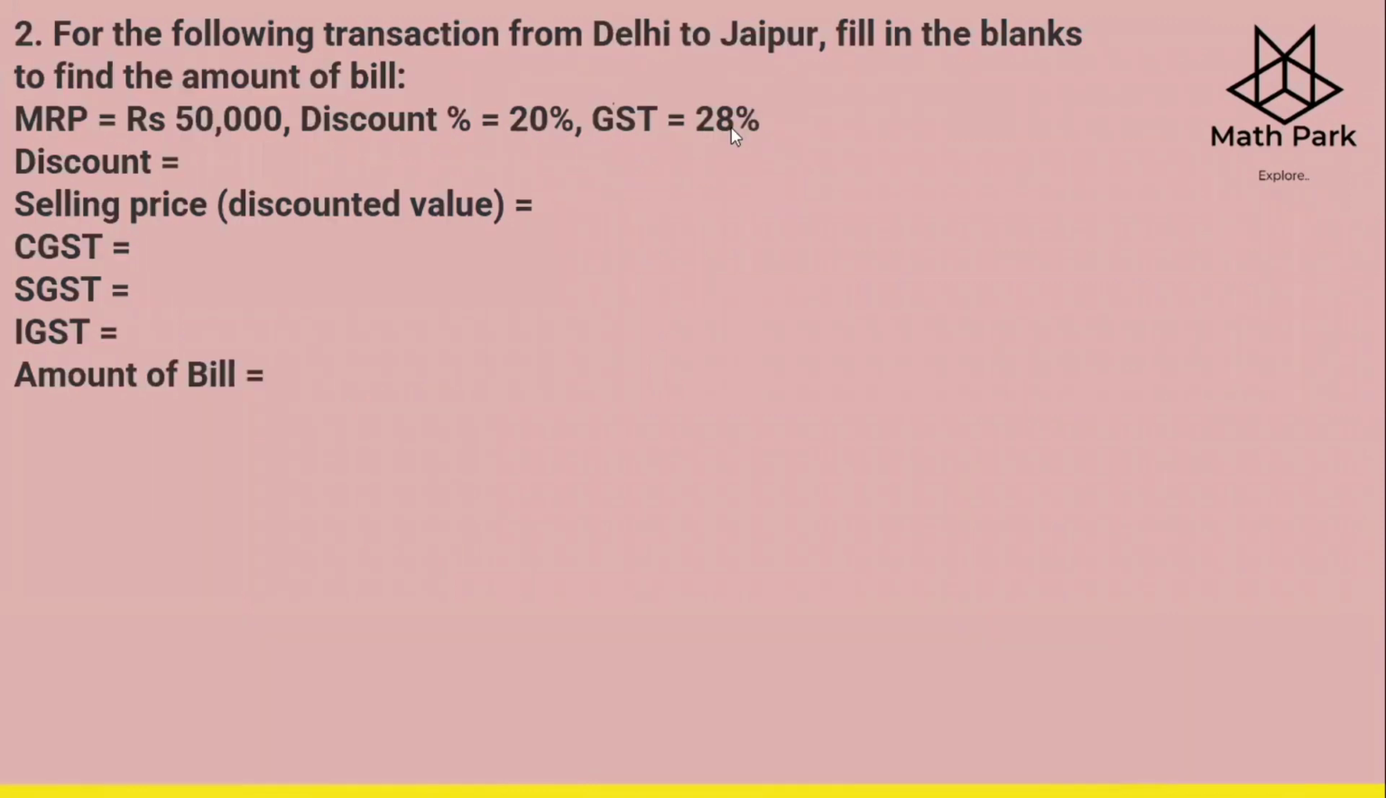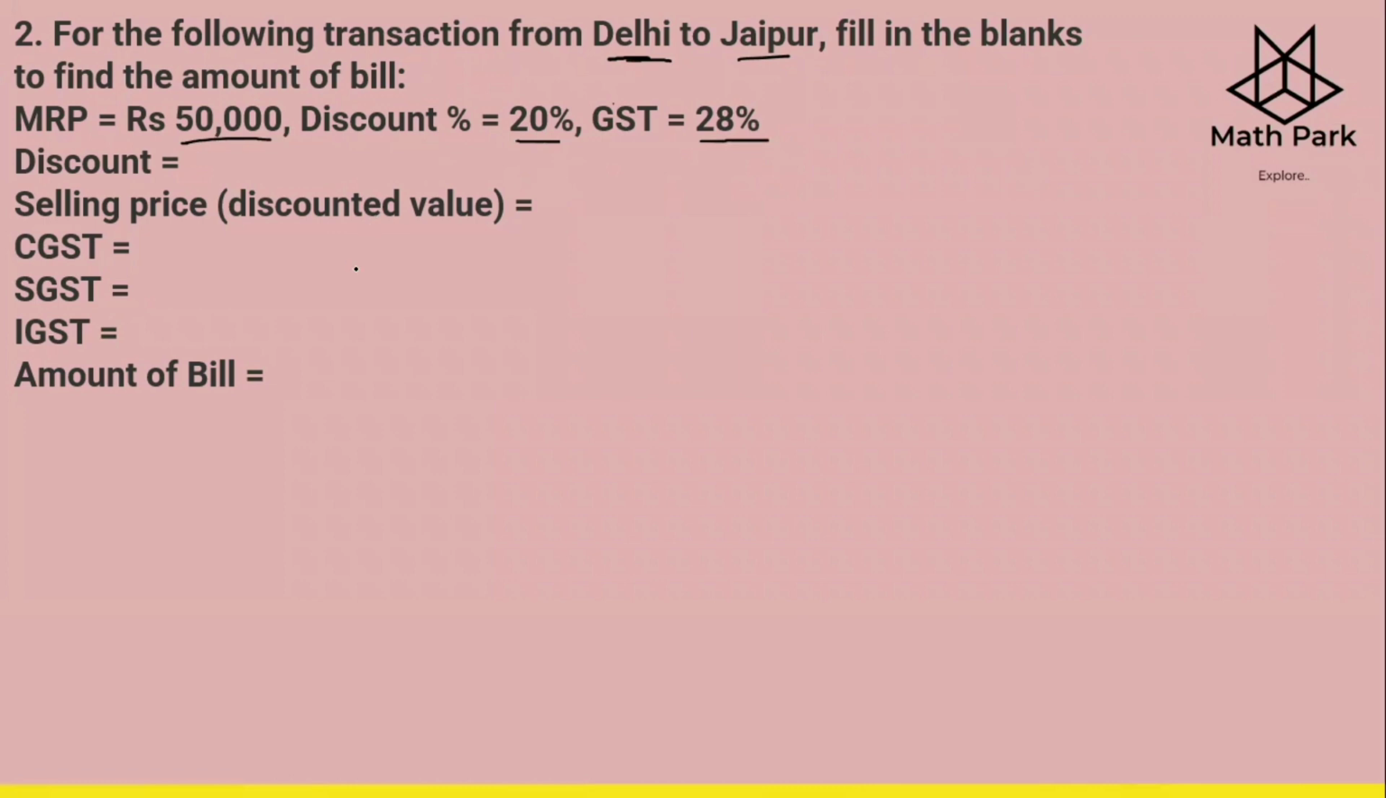Got it? Question number 2, for the following transaction from Delhi to Jaipur. So now it is interstate, okay? From one state to other, fill in the blanks to find the amount of bill. MRP is rupees 50,000, discount is 20%, GST is 28%.